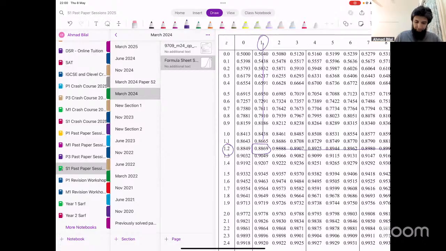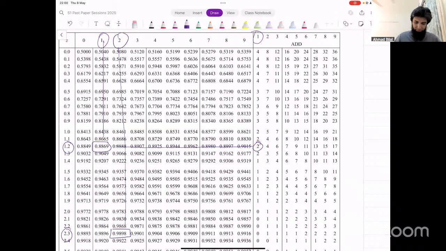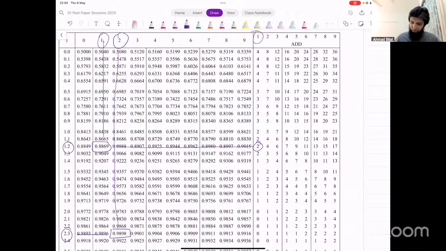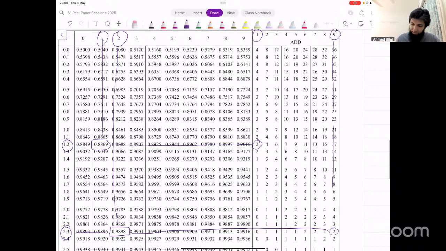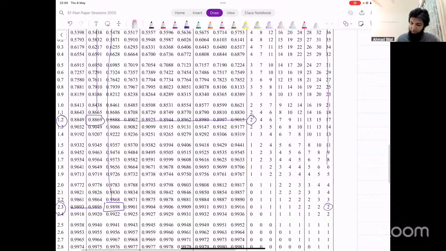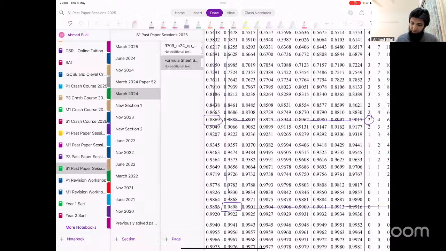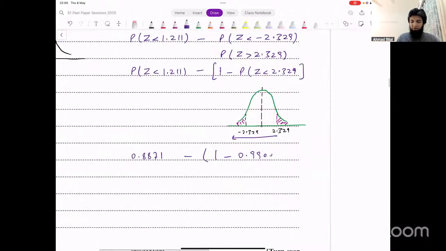2.3, and then 2. That's this number here. And then 9. That's 2 eventually. 9898, and then you add 2 to that. You can write that on the side. 9898, add 2 at the end. What does that become? 0.9900. That's what you write there now. This is 0.9900. Evaluate this, and that's the probability that you're looking for. You can see what that turns out to be.